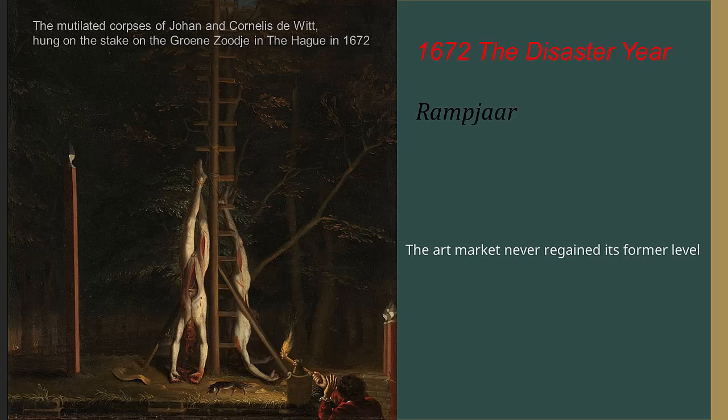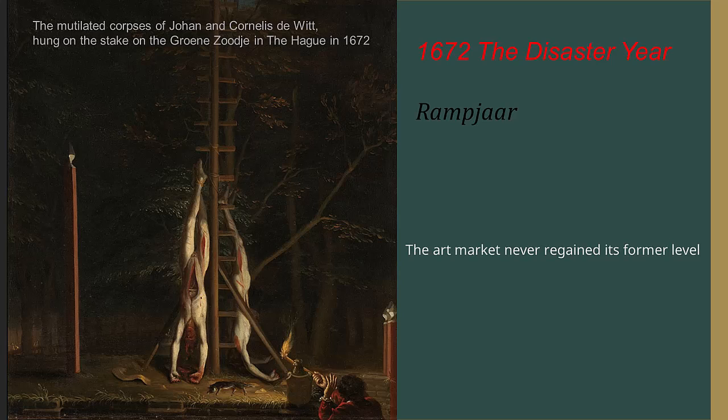1672 is known as the disaster year in the Netherlands. In that year, France, England, and several German principalities allied to attack the Netherlands. Invading armies defeated most of the Dutch state armies and conquered part of the Republic. Adding to the disaster, the Dutch water line was triggered, flooding parts of the Netherlands and turning the province of Holland into an island.